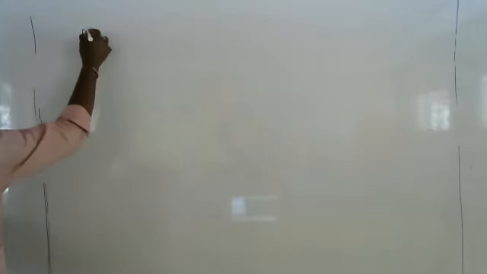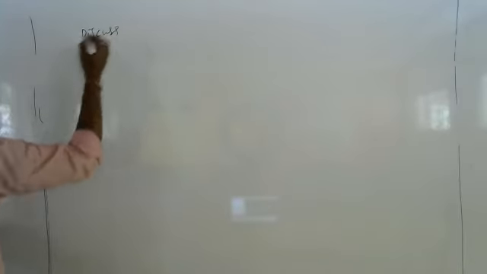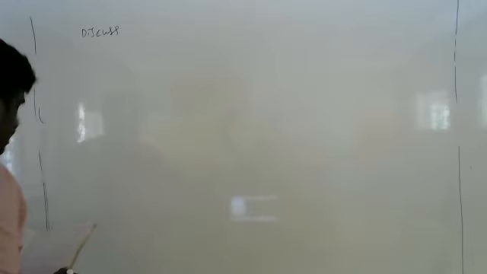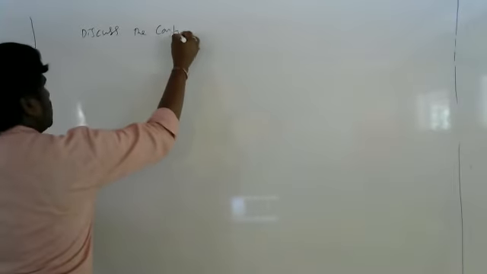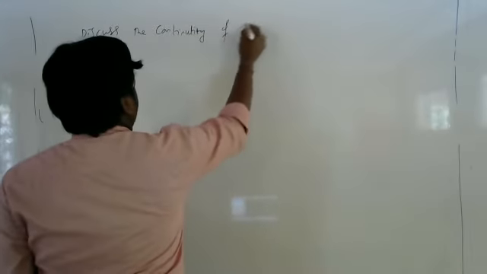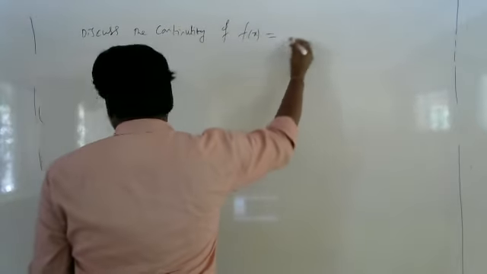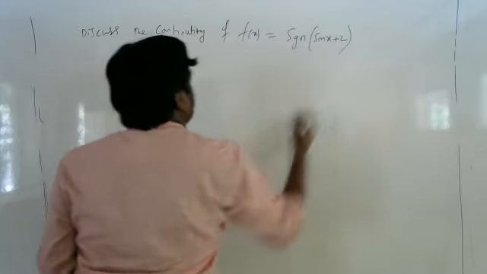Okay. Discuss the continuity. After this, we are going to learn types of discontinuities. Discuss the continuity of f of x is equal to signum of sin x plus 2. We have to discuss the continuity of this.